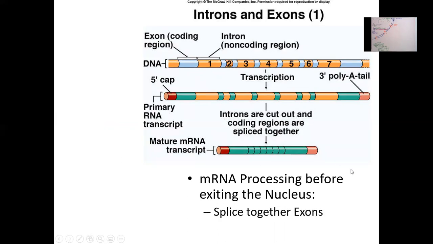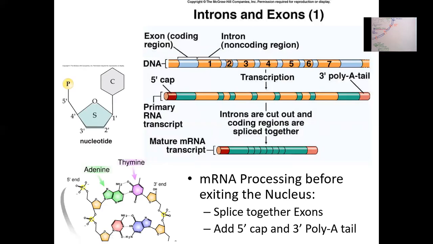So we splice together the exons, and two more things have to happen. First of all, we have to add a cap and a tail. Now, if you remember from the biochemistry lecture, nucleic acids have a beginning and an end of the molecule. They have a 5' end, the phosphate side, the 5-carbon end of the nucleic acid. And then they have a 3' end. So this is kind of like the end of the molecule. DNA and mRNA have a 5' end and a 3' end.